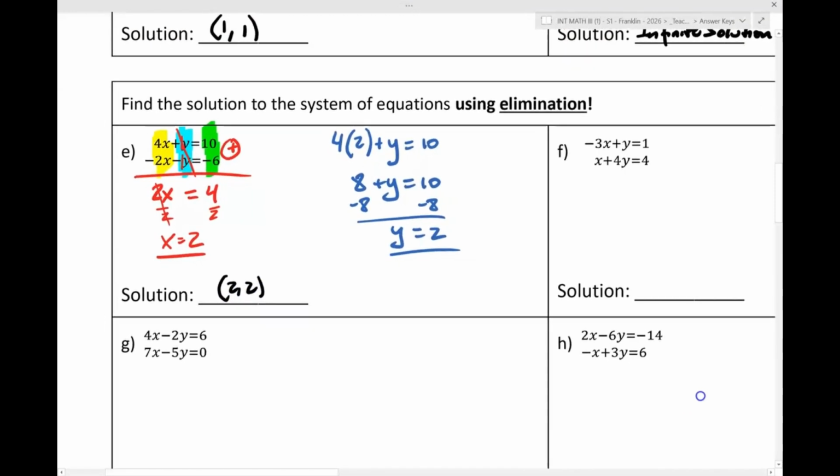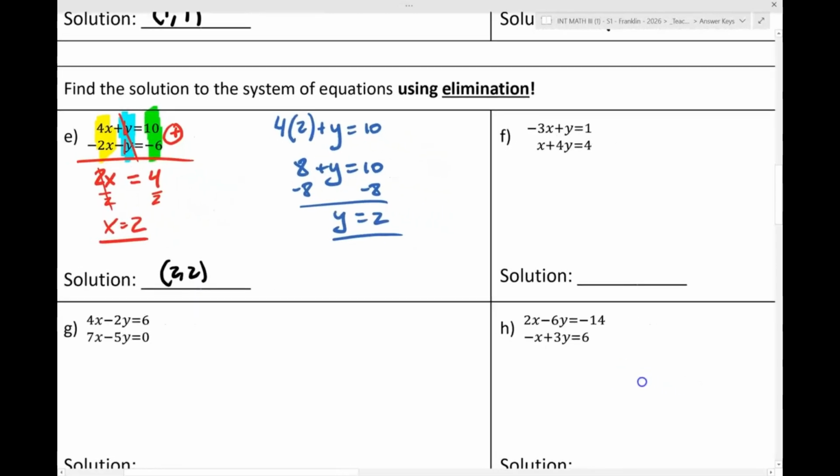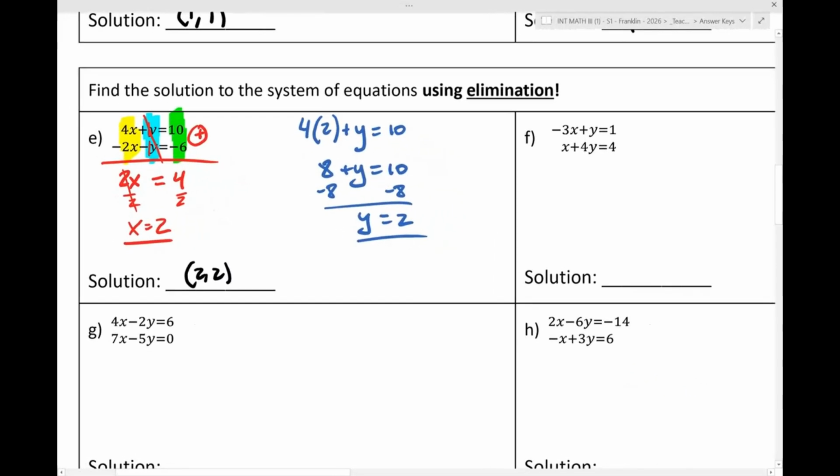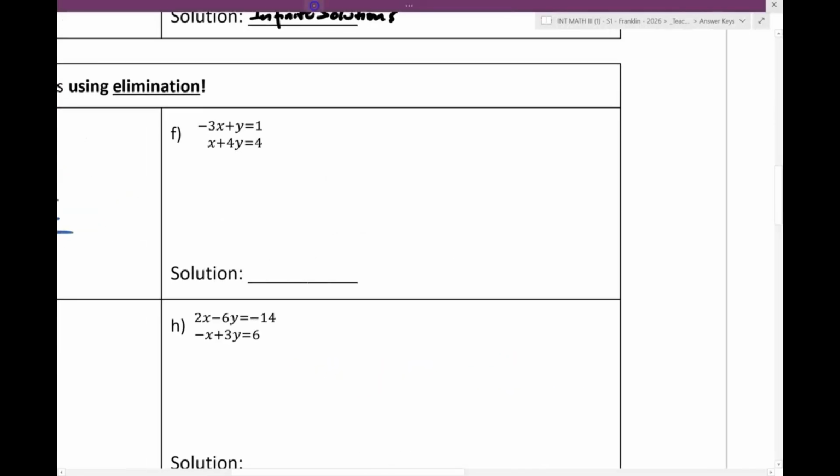So elimination can be a little faster depending on your system, depending on the equation you get afterwards. Now, for example F, you can see we don't have opposites right now. We've got negative 3 and 1 on the x's. We've got 1 and 4 on the y's. And so this could be an equation that you decide to use substitution with. You'd have to solve either of those equations for x or y. But we can also use elimination by multiplying one of our equations to match up.